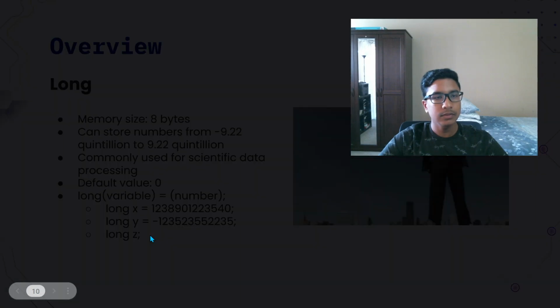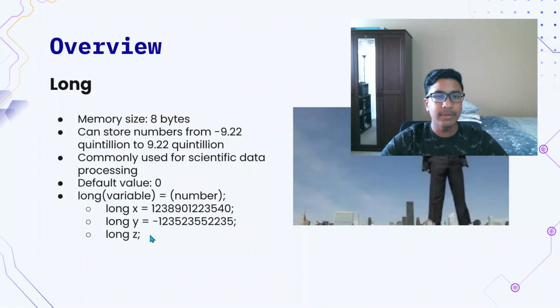Next is long. Its memory size is 8 bytes. It can store numbers from -9 quintillion to 9 quintillion. It's commonly used for scientific data processing. For example, when storing scientific data, we have large numbers and very, very small numbers. If you want to calculate the size of an atom, numbers will have a lot of zeros. Its default value is 0, and you set it up the same as the rest: long, the name, and the number.